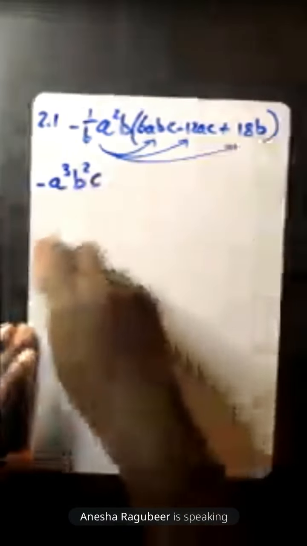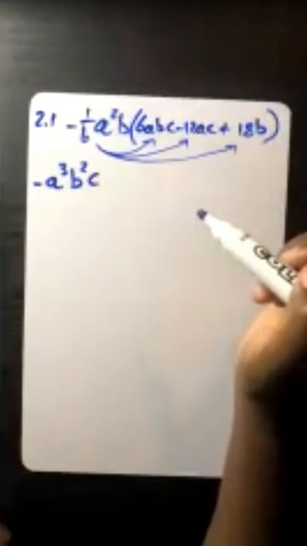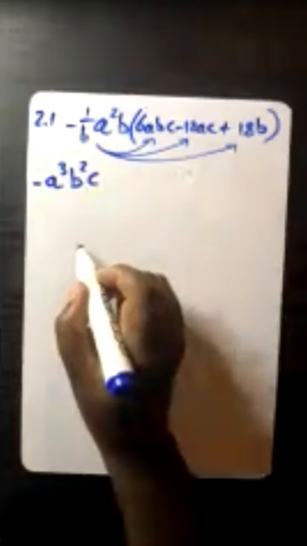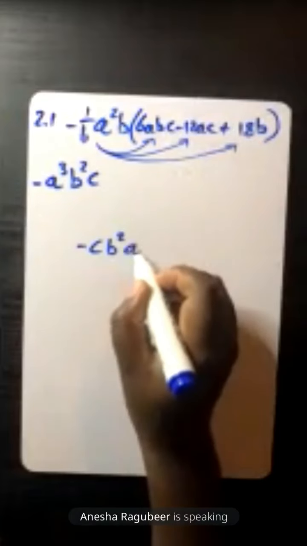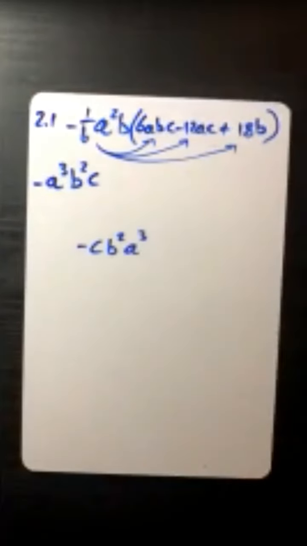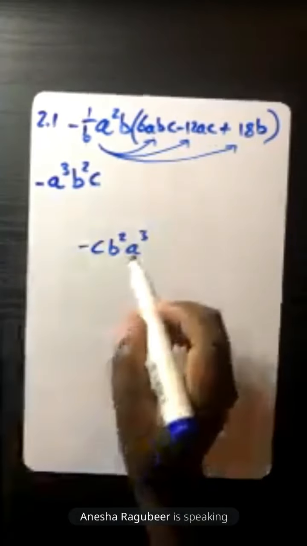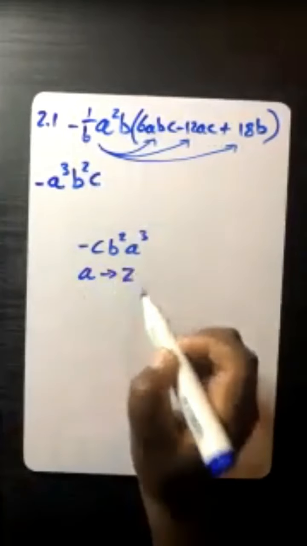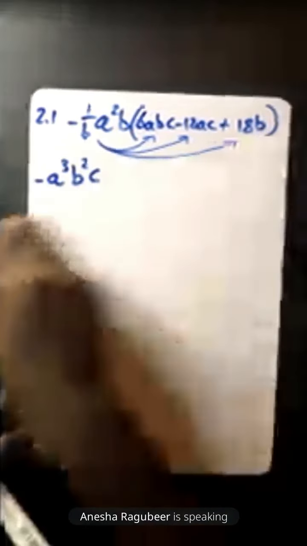Shreyas, something very much important. Remember, when you write these answers now, you need to arrange the letters in alphabetical order. Do not write negative c, a, b squared, a to the exponent 3. Do you understand that part? Yes, sir. Always rearrange them in alphabetical order from A all the way up to the last letter. Very much important, that part.